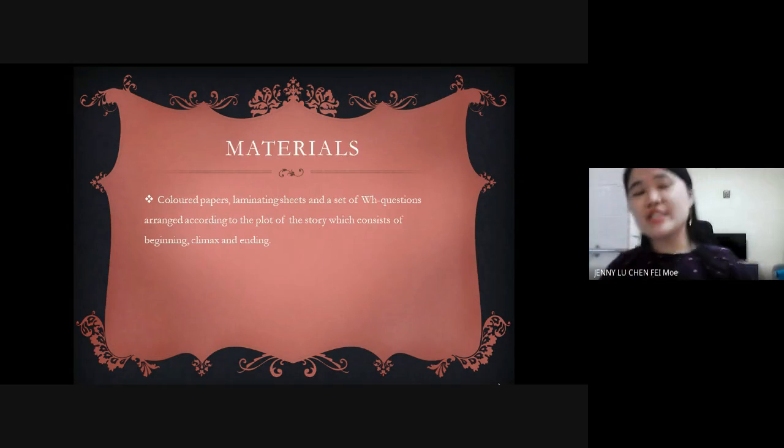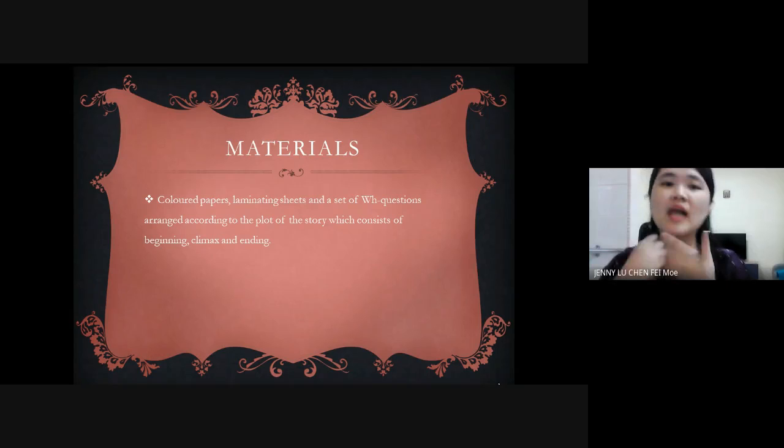So what are the materials that I need? Basically, I used only colored papers, laminating sheets, and most importantly, a set of WH questions that were arranged according to the plot of the story, which consists of the beginning, climax, and ending. So I arranged the WH questions based on the plot, starting from the beginning towards the climax as well as the ending.